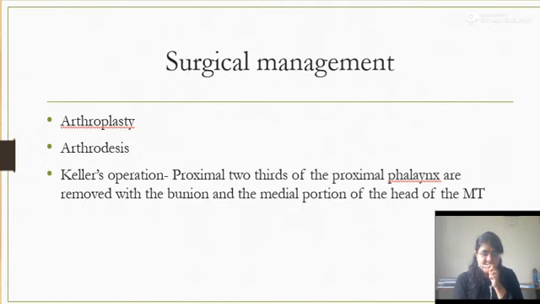Surgical management is usually rare and not required. In asymptomatic patients, the patient lives normally without any symptoms with hallux valgus. But if it is symptomatic, then conservative management is done first, and if it doesn't work out, then only surgical management is done. So what is surgical management? It usually consists of arthroplasty and arthrodesis, where fusion is done. The third option is Keller's operation, where the proximal 2/3 of the proximal phalanx is removed with the bunion and the medial portion of the head of the metatarsal.